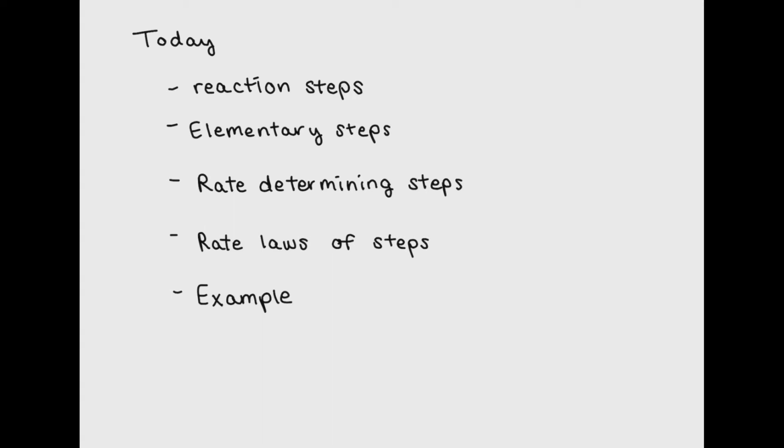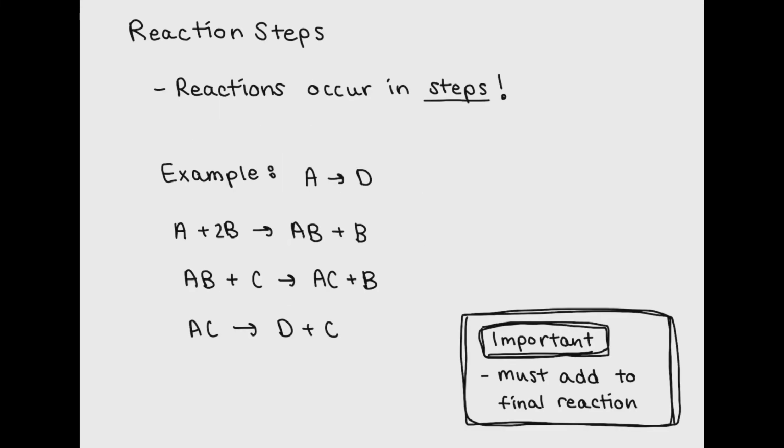First we're going to talk about reaction steps, then we're going to talk about elementary steps and rate determining steps, and then we're going to associate all of the above with rate laws. When I was first learning about general chemistry, it came as a big shock to me that one single reaction can occur in multiple steps. But that's how it happens in real life. Our reactions occur in multiple steps.